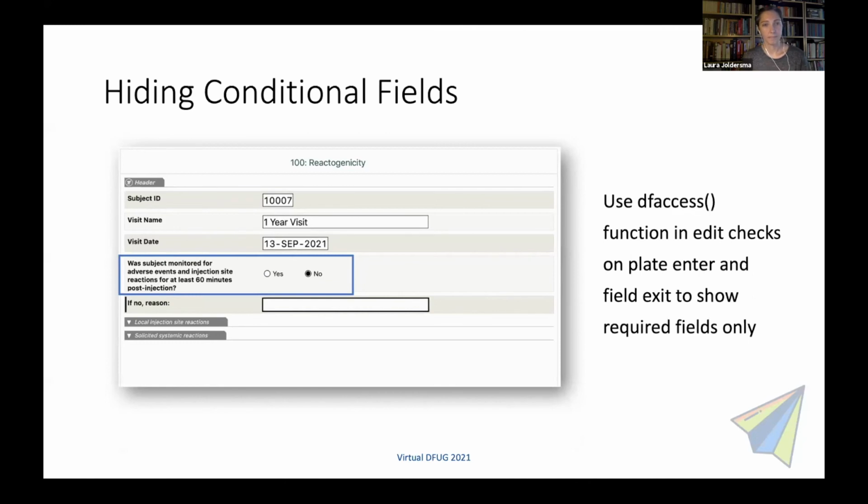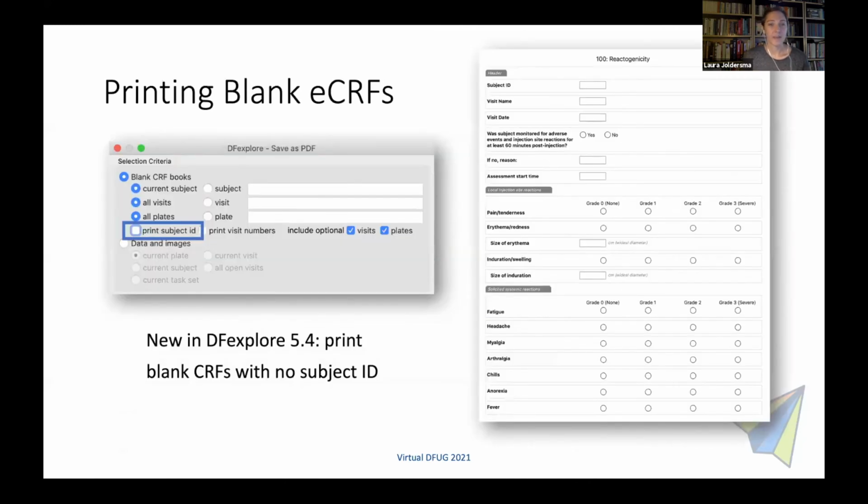Okay, so now I'll finally talk about the features that we've added in the most recent version of DFdiscover that are related to eCRFs. The first one is printing blank eCRFs. This is in DFexplore 5.4.